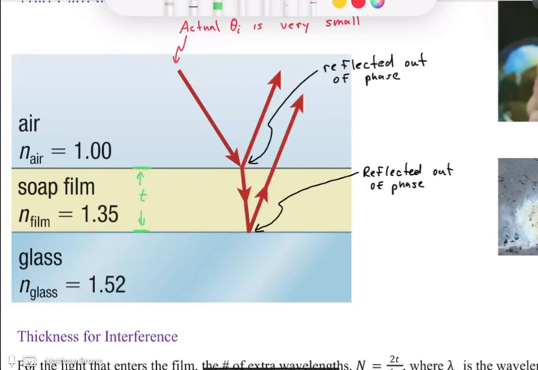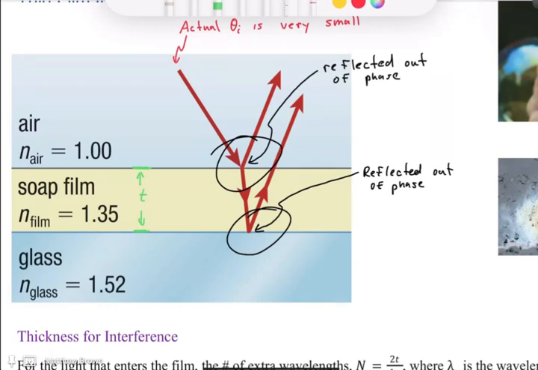So at the end of the day, what's kind of neat about this is we get a reflected ray here that's out of phase, and we get another one that's out of phase. So they both get kicked the same amount, if you will, or get adjusted the same amount when they reflect. So for all intents and purposes, it doesn't matter. If you make the same change to both waves, the net result is zero.